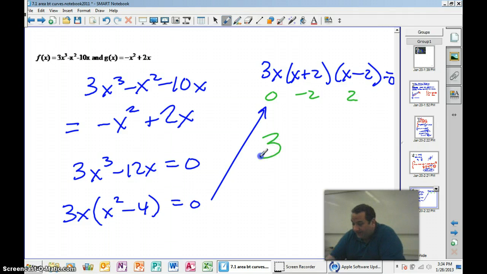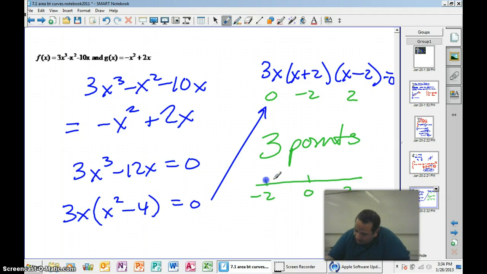This guy intersects at 3 points. They intersect each other at 3 points. So what I have to do is look at negative 2, 0, and 2, and let's see which guy is on top, which one's on the bottom. All right? So if we take a point in between, we're going to have 2 integrals. We're going to have to get an area between these guys and an area between these guys.